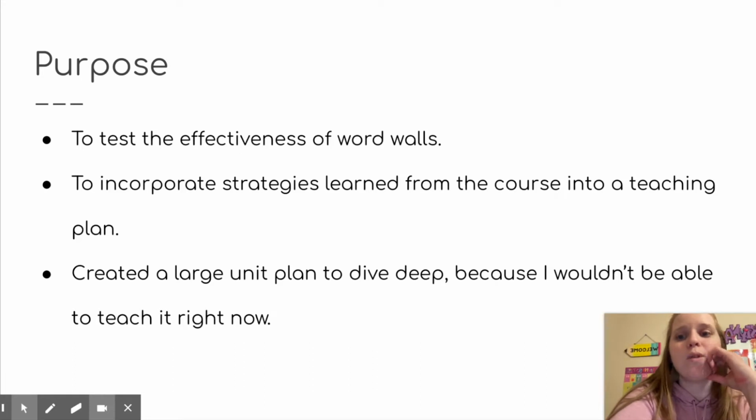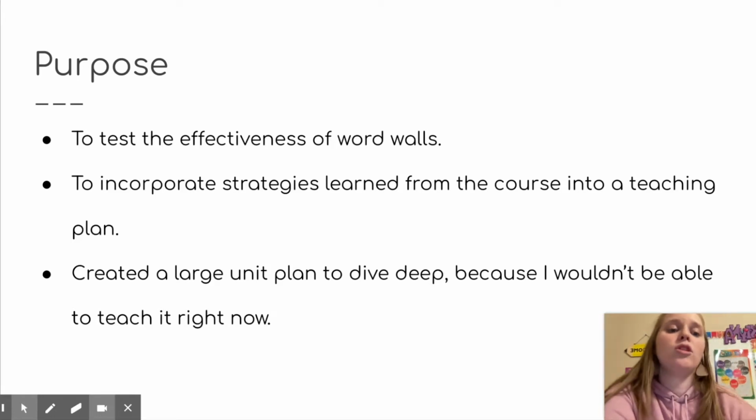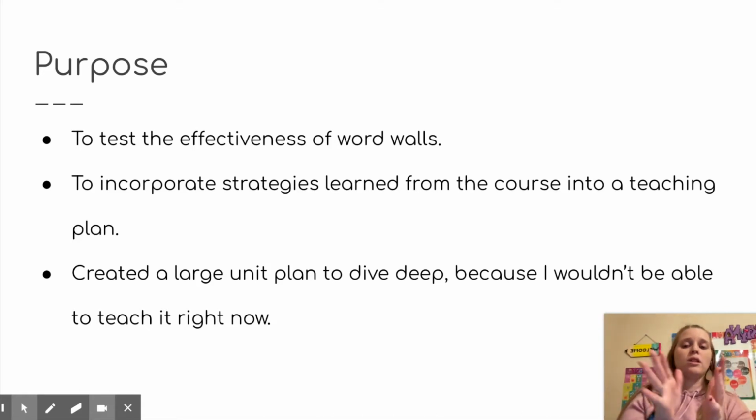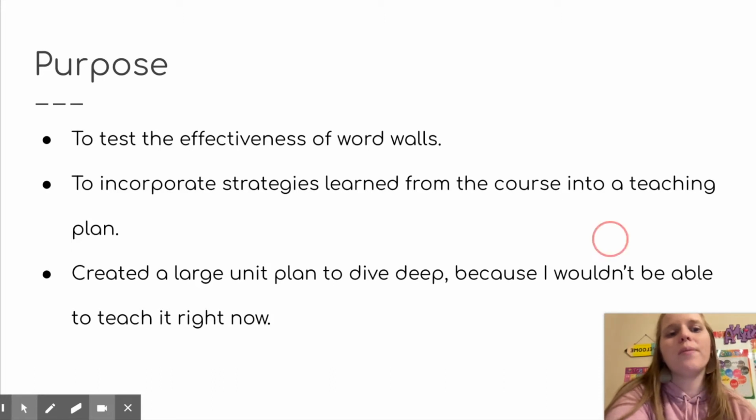I also wanted to see how to incorporate different strategies that we've learned, and see how hard it would be or how easy it would be. And because I knew I wasn't going to be able to teach this, I decided to go pretty deep and do a full unit as opposed to a smaller segment, just because I wanted to see how deep I could go, knowing that I wouldn't actually be able to teach it and get that hands-on nitty-gritty.